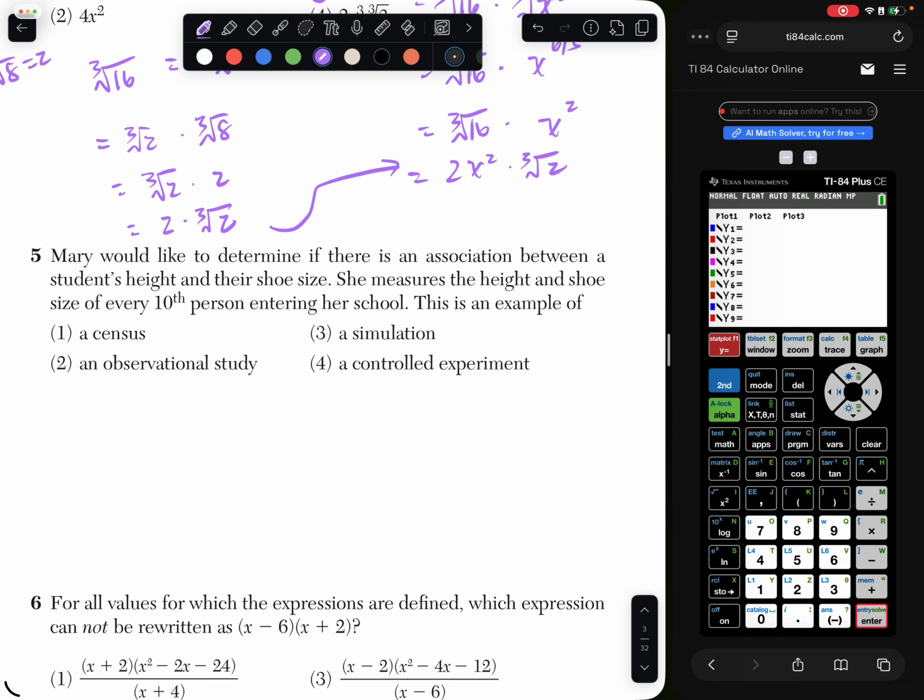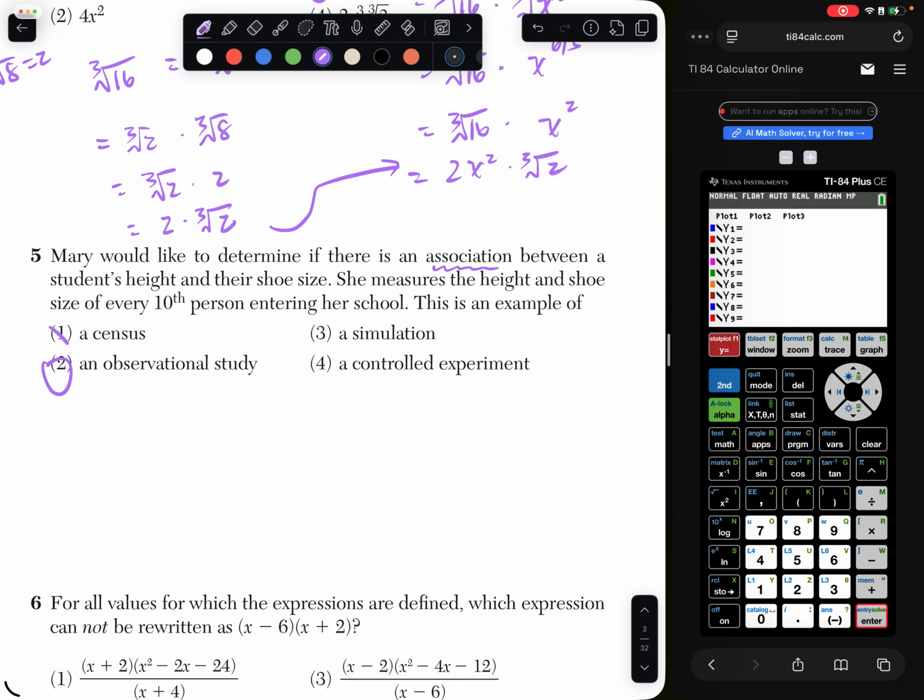Number 5. Mary would like to determine if there's an association between a student's height and their shoe size. She measures the height and shoe size of every 10th person entering her school. This is an example of... So this is an observational study because she's observing and collecting data. She just wants to find an association, a correlation. She's not trying to establish a cause and effect relationship.